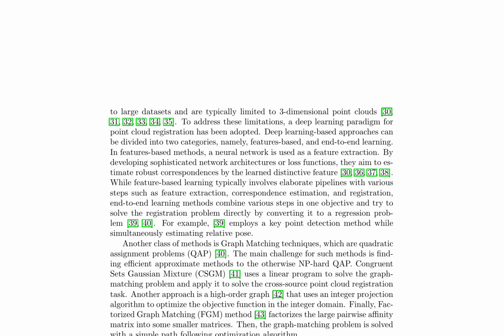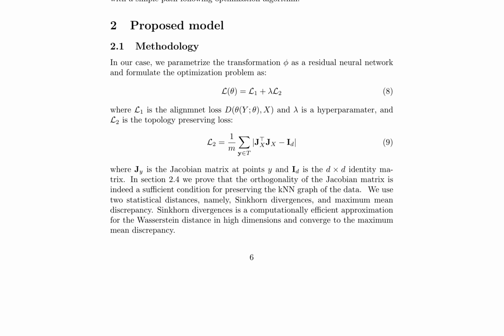The proposed model parameterizes the transformation phi as a residual neural network and formulates the optimization problem using two losses: alignment loss L1 and topology preserving loss L2. The alignment loss is defined as the statistical distance between the source and target points, using either Sinkhorn divergence or maximum mean discrepancy. The topology preserving loss is defined as the difference between the Jacobian matrix of the transformation and the identity matrix, which ensures the preservation of the k-nearest neighbors, kNN-Graph, of the data.